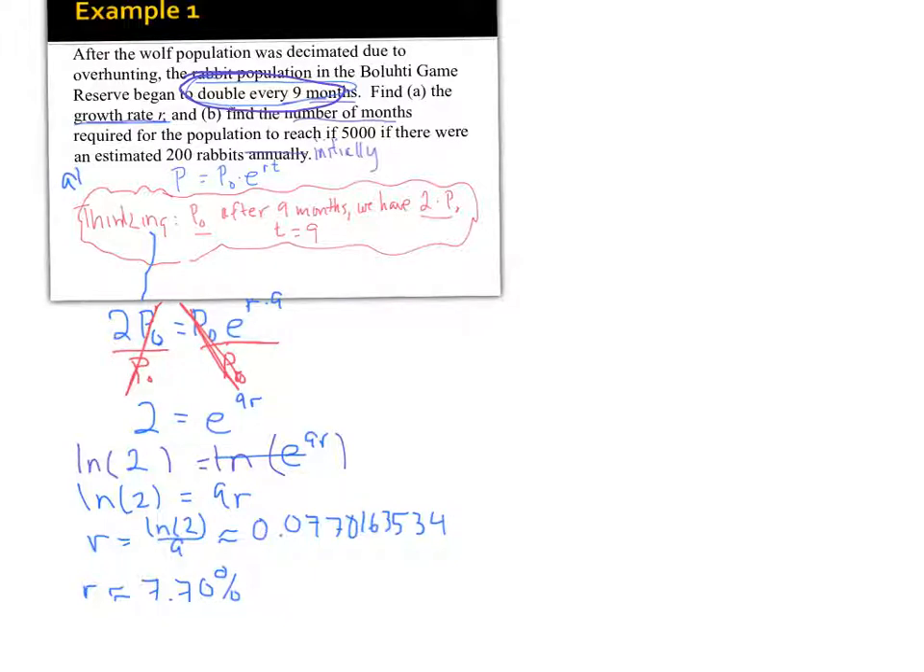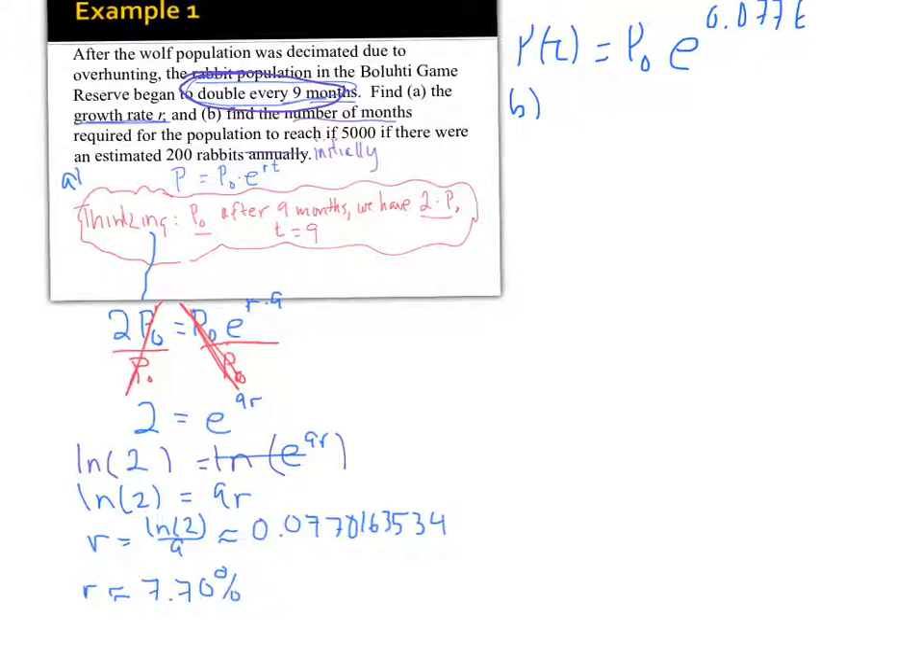So now we have a nice model. We know that P, and I should call it P of t, it's a function, depends on the initial population. We have e, and we know what r is. We know r is 0.077 t. That's our model. That's what we can use. And now we can use this to solve part B.